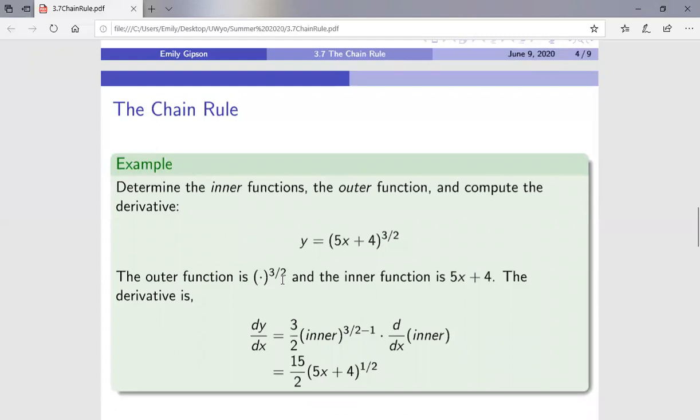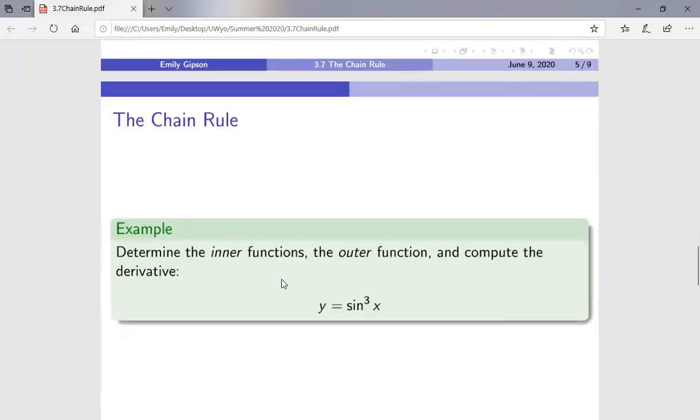Our derivative is then 3 halves times our inner function, remaining the same, to the power of 3 halves minus 1, times the derivative of our inner function. How does that work? Oh, I messed up here. It should be 15. Oh, no, I didn't. We'll have 5 from d/dx of our inner function times 3 over 2, which gives us 15 over 2. Replace our inner function with 5x plus 4, and 3 halves minus 1 is 1 half.